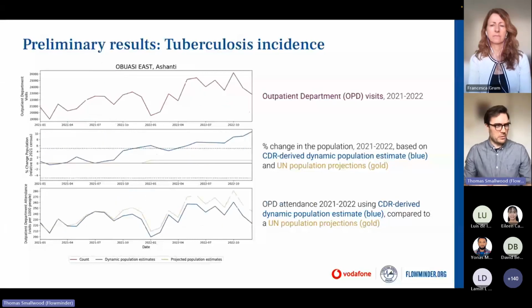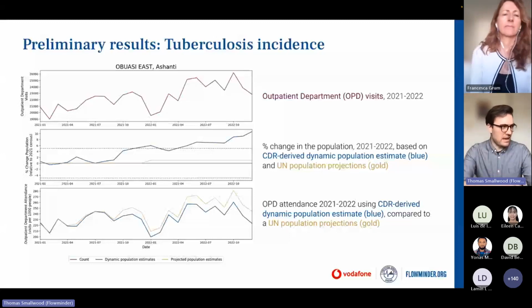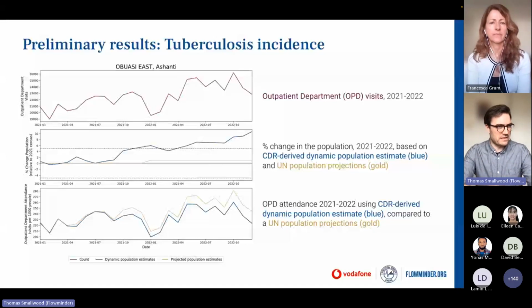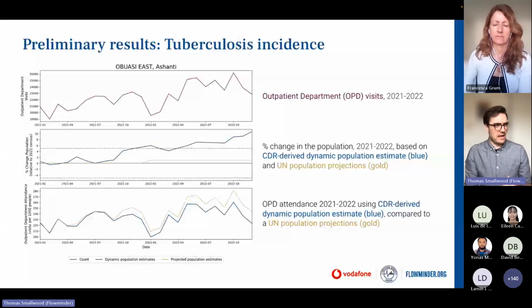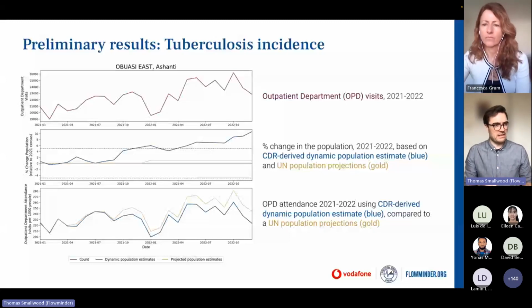Looking at a second example, here we're looking at outpatient department visits in Obuasi East in Ashanti region. And what we can see looking in the top panel is that there's this overall increase in the number of outpatient department visits over 2021 and 2022. In the second frame, we can see that there's also an increase in the dynamic population estimates derived from CGR data over that same period.